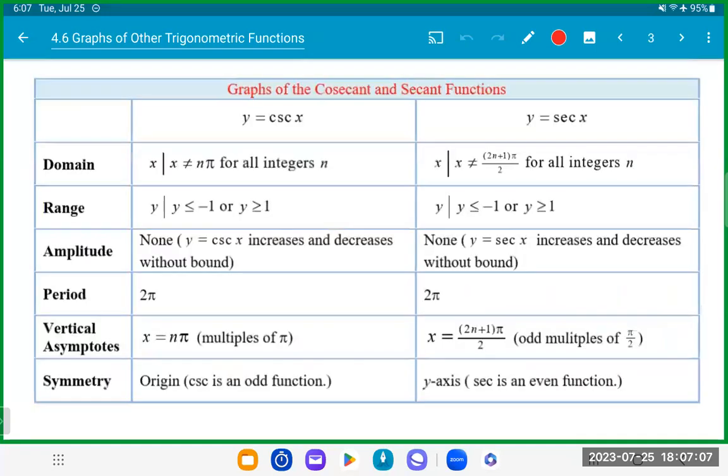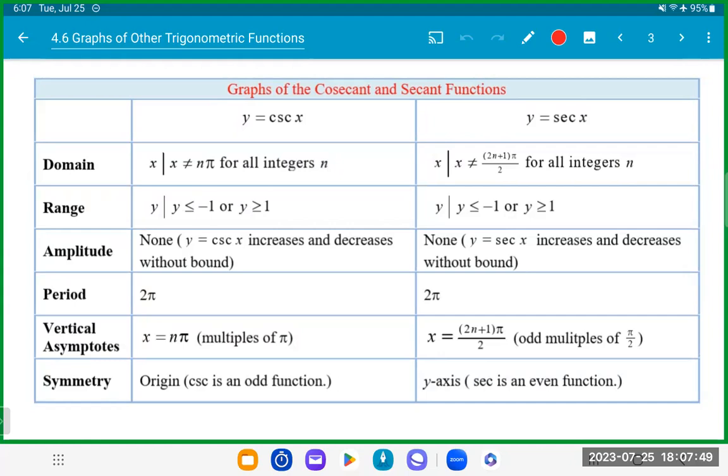Okay. So here's a little bit about the cosecant and the secant graphs. The domain for your cosecant can't be any multiples of pi, and for your secant it can't be any multiple of pi/2, right? So that's where your graphs would have those asymptotes.